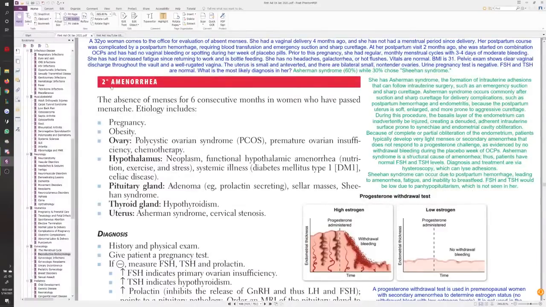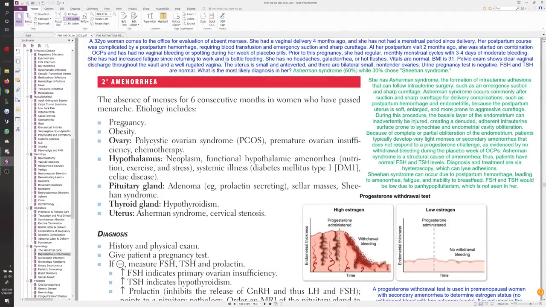Secondary amenorrhea is secondary, so it's the absence of menses for 6 consecutive months in people who have passed menarche, but is due to something else. Like you have amenorrhea that's not really primary amenorrhea. It's not that you're missing some hormone that's critical or anything like that. It's actually amenorrhea because of some other central critical issue.